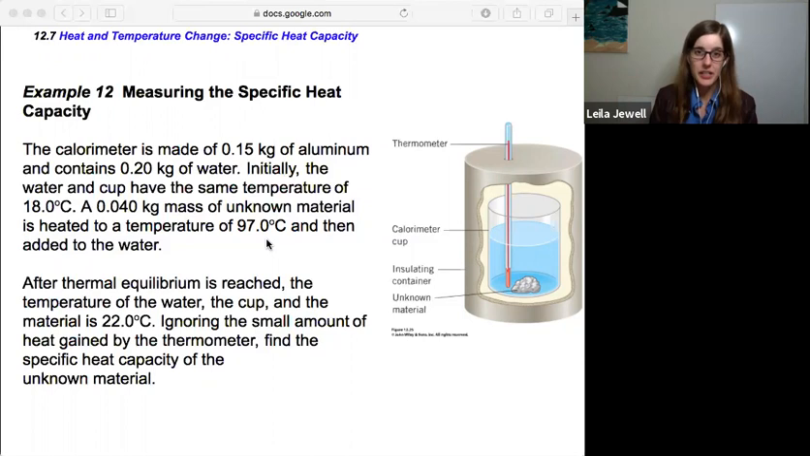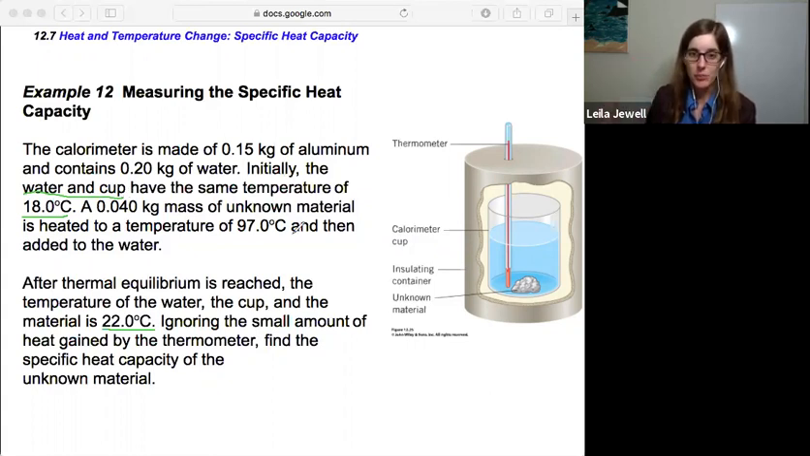Well, what's gaining heat is what's going to be increasing in temperature, right? So we notice that everything ends up at 22 degrees Celsius. So what starts out at a lower temperature than 22? Well, notice it says that the water and the cup both have this initial temperature of 18 degrees Celsius. So they are increasing their temperature, they are gaining heat.